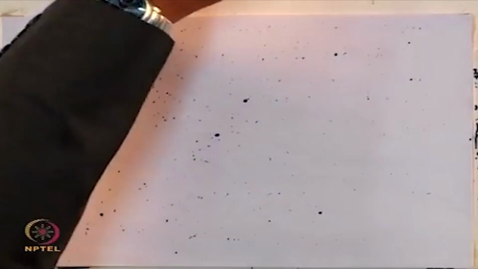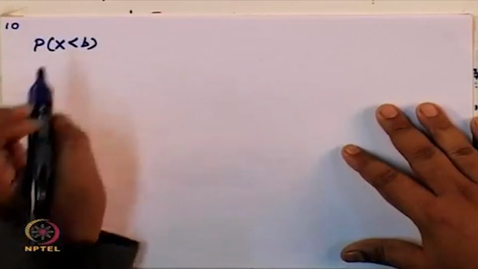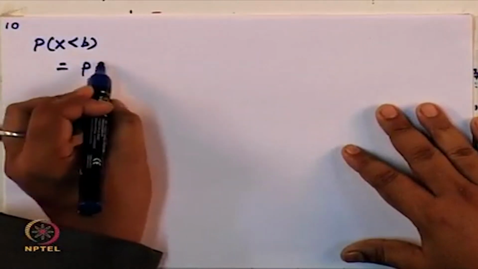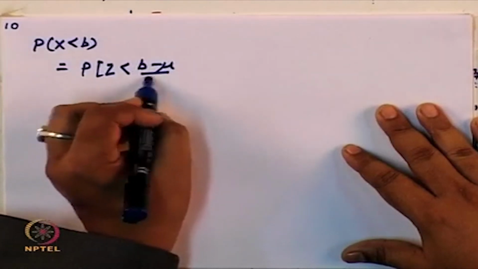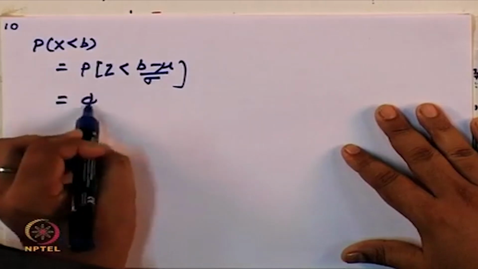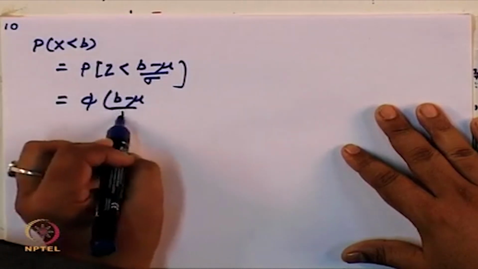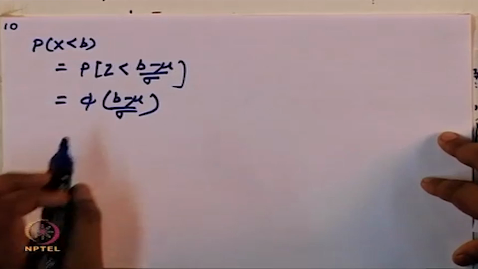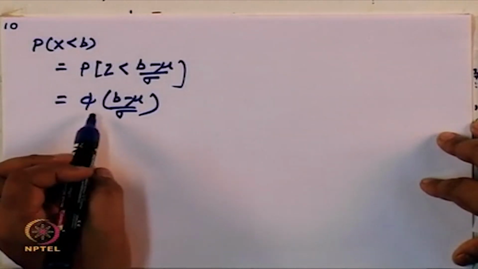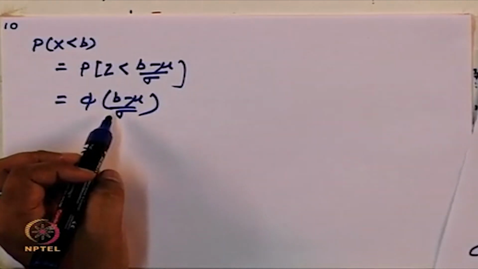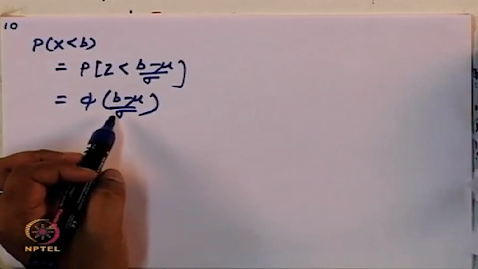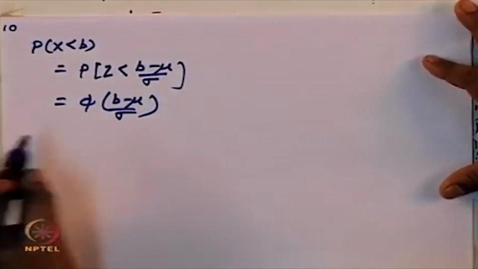So, we can write down for the normal distribution, the probability of x less than b is nothing but the probability of z less than (b minus mu) by sigma, which is equal to phi of (b minus mu) by sigma. So, this is the value. These values of phi have all been computed, and you can find them from existing tables in any statistics book.